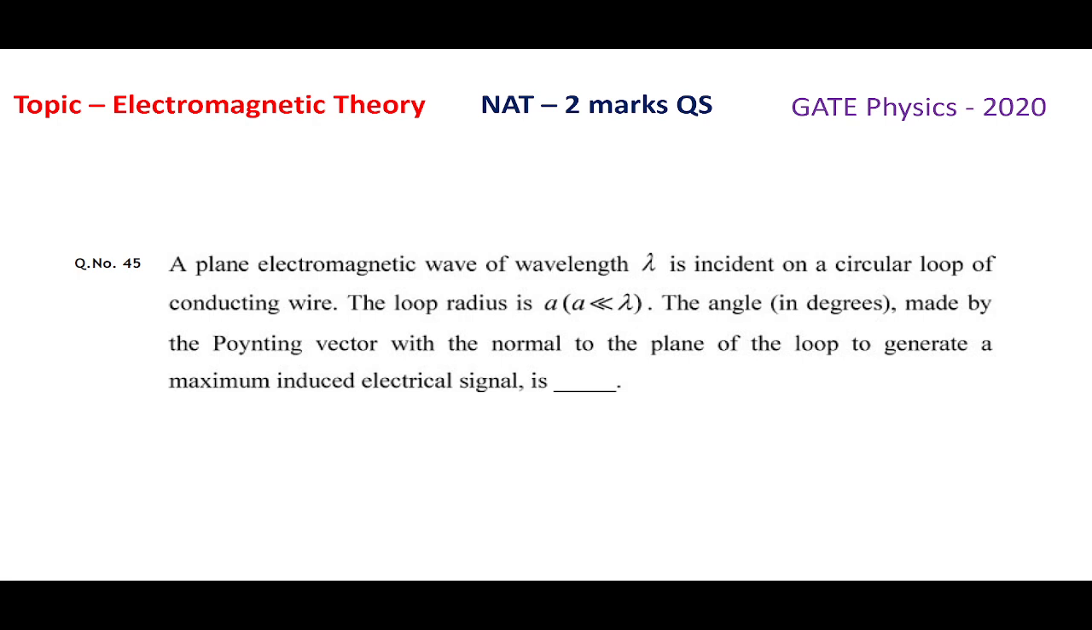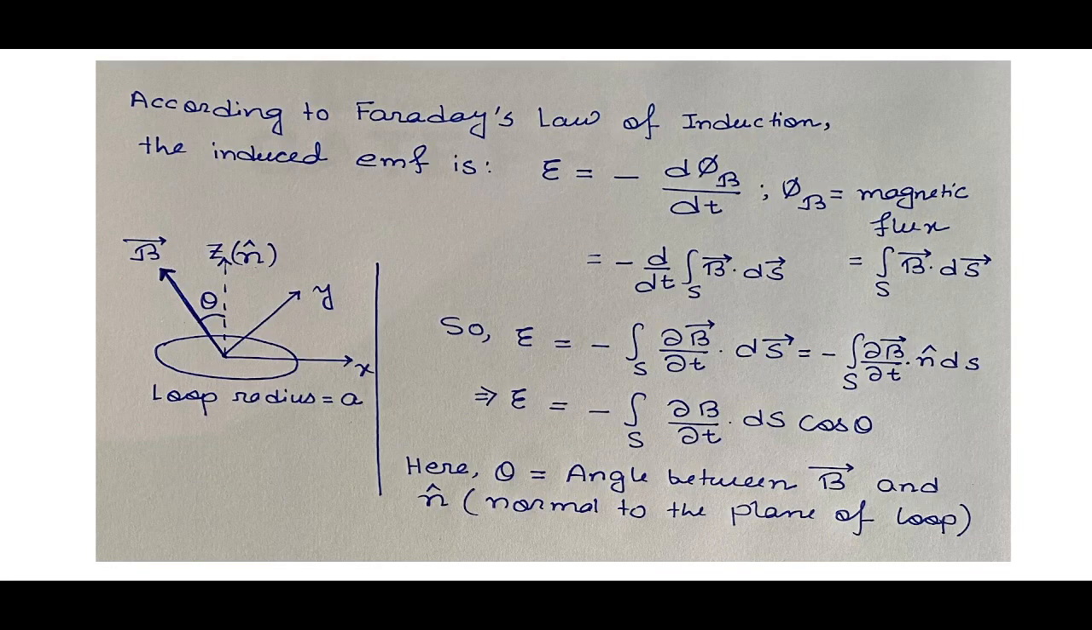Okay, so let me go to the formal solution. Anyway, I think some people have forgotten some concept, so I'll be discussing from the basics. According to Faraday's law of electromagnetic induction, the induced EMF is E equals minus d phi B by dt.